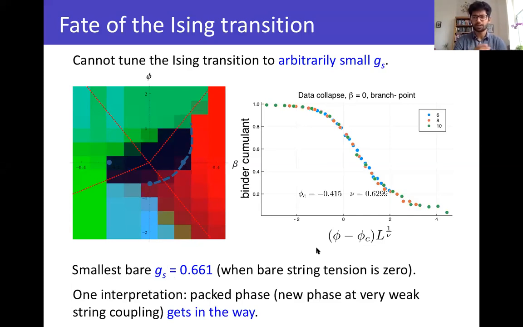And so why did this happen? One way I'd like to interpret this is that it happened because of this new phase. What we hadn't anticipated was that when you tune the string coupling to zero, you really emphasize the production of spherical string world sheets. That is the dominant thing at very, very weak string coupling. And that sort of takes over from the transition you had been hoping to study. Okay, so this new phase gets in the way. Okay, are there any questions about this?